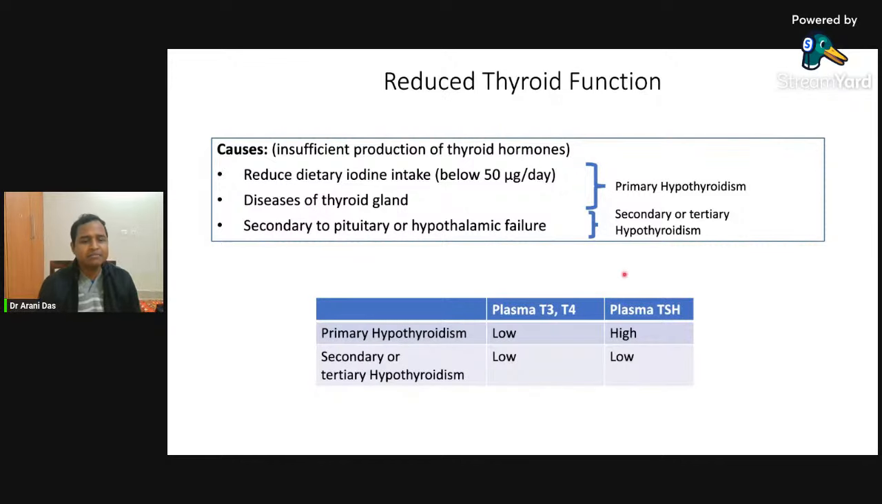What is the difference? In primary hypothyroidism, the plasma level of T3, T4 will be low because of disease or reduced iodine intake; thyroid hormone will not be produced. But as thyroid hormone is not produced, there will be less negative feedback to the pituitary and hypothalamus, so high plasma TSH will be found. In secondary and tertiary hypothyroidism, because the disease presents itself in the pituitary and hypothalamus, low thyroid hormone as well as low plasma TSH is found.